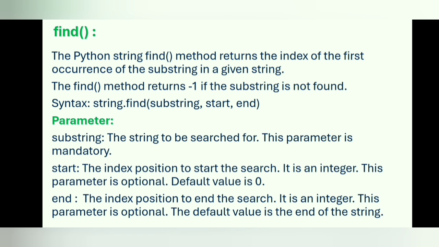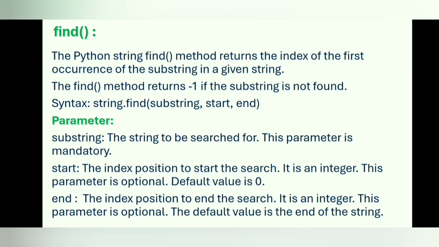Syntax: string.find(substring, start, end). Parameters: substring, the string to be searched for. This parameter is mandatory. Start, the index position to start the search. It is an integer. The parameter is optional. Default value is 0. End, the index position to end the search. It is an integer. This parameter is optional. The default value is the end of the string.